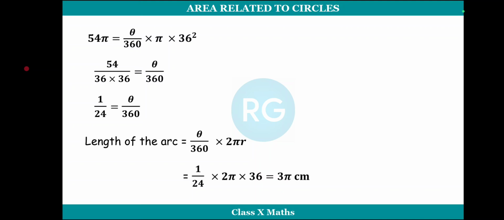And since the answer was in terms of pi, I didn't take the effort of putting in the value of pi. So cancelling, I simply got 3 pi centimeters. Okay students, so you can use this trick to do fast calculations and save your time. Okay, so the correct answer was option D.